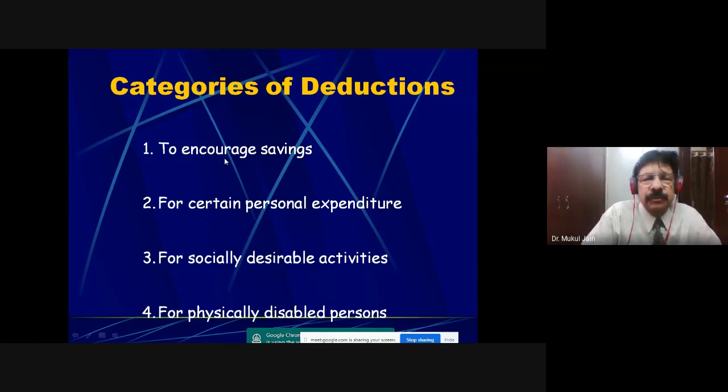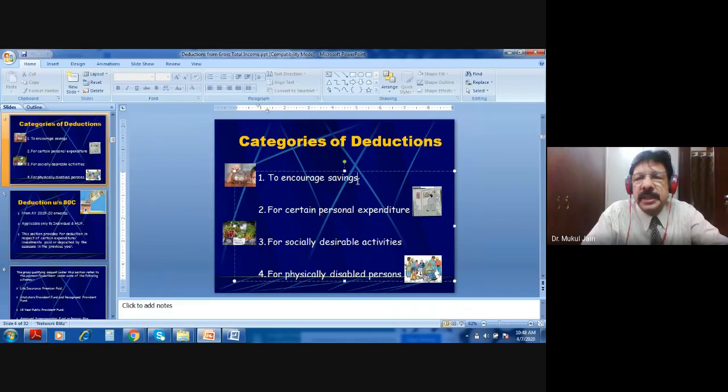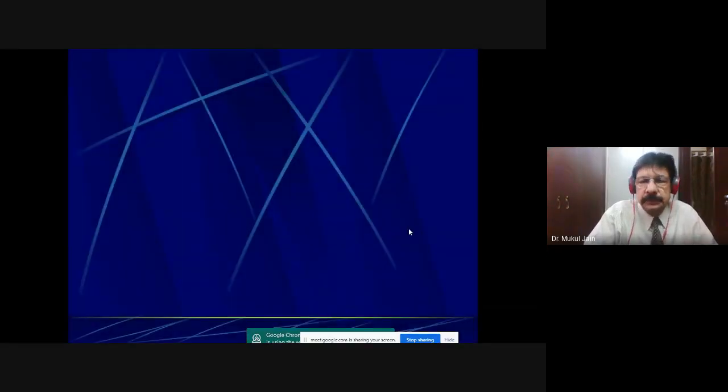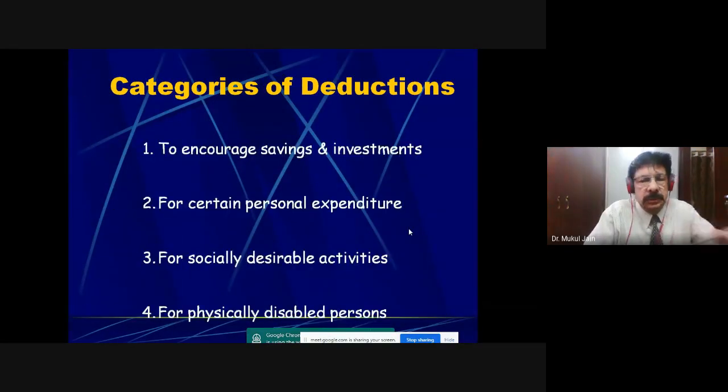First category is for savings or investment, to encourage savings and investments. Second, for certain personal expenditure, which I told you, for housing loans, for insurance plans, etc. Third, for socially desirable activity, that is for charitable purposes, and 4th for physically disabled people.